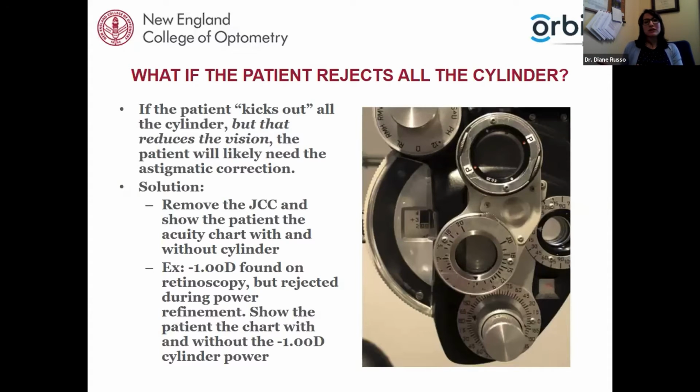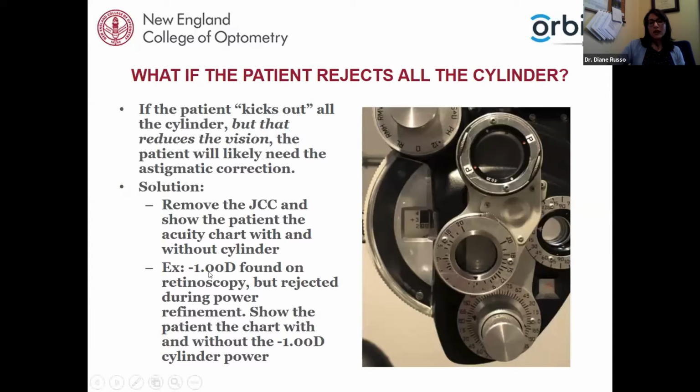What happens if the patient kicks out all the cyl? They reject all the cyl during the process, and now this is reducing their vision. This is making their vision blurrier. So now that's probably telling you that they do need the correction, but they're not choosing it. Sometimes just with the JCC and the choices between those two, the patients give answers that don't match what they truly need. So in this case, again, I'll just remove the JCC and show them the cylindrical changes just by looking at the chart and not giving them the choices of the 1 and 2 through the JCC.